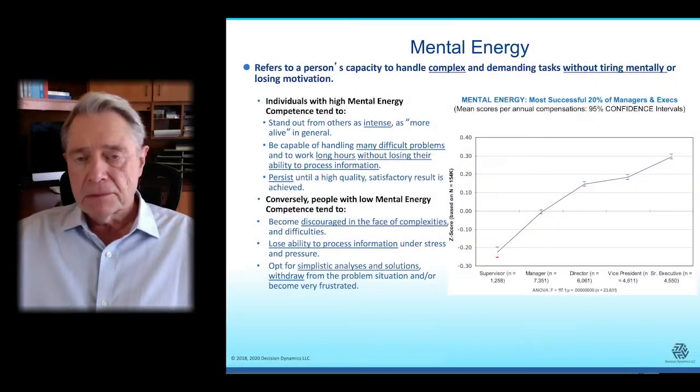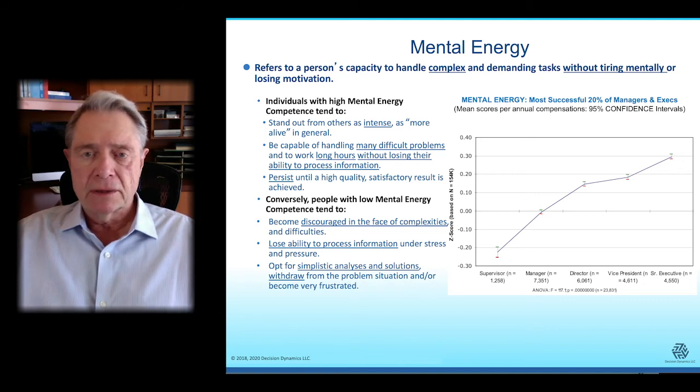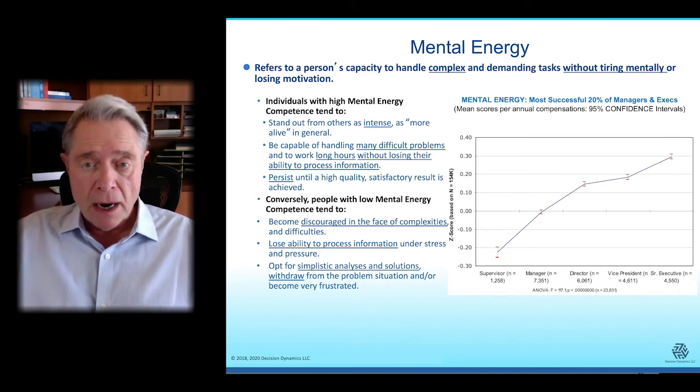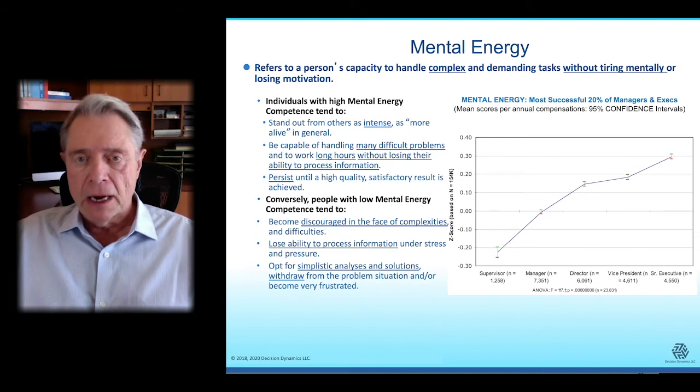Here's the graph showing the progression of scores on the executive ladder from entry level all the way up to the C-suite. And you can see there's an increase at each of the successive rungs on the ladder, suggesting that the work itself becomes more complex, more demanding, and requires more mental energy as individuals rise up through the hierarchy.